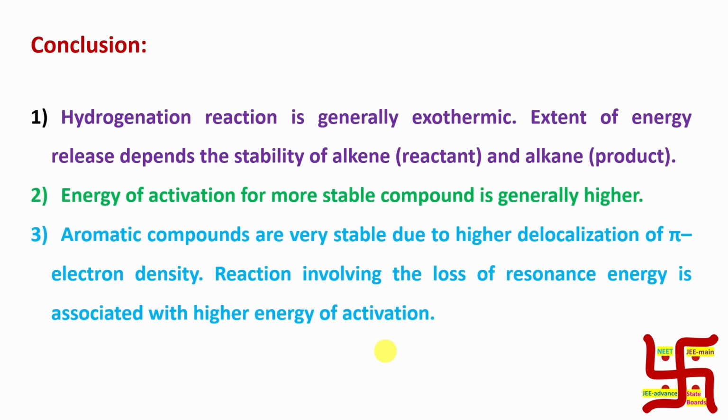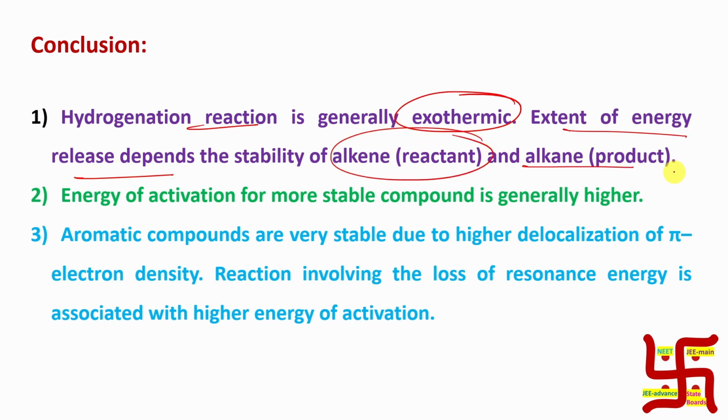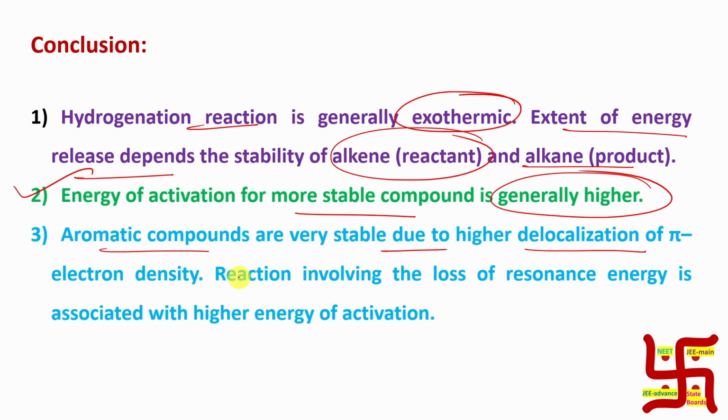So in conclusion, what have we learned? Hydrogenation reaction is generally exothermic, as I told, pi bonds to sigma bonds. The extent of energy release depends on the stability of the alkene, the gap between the alkene and the product. Here, the energy of activation for a more stable compound is generally higher, meaning the reactant is more stable. And finally, aromatic compounds are very stable due to higher delocalization of pi electron density, meaning resonance is very large. Here the reaction involves a loss of resonance energy.